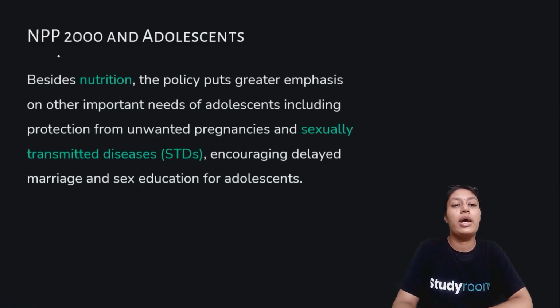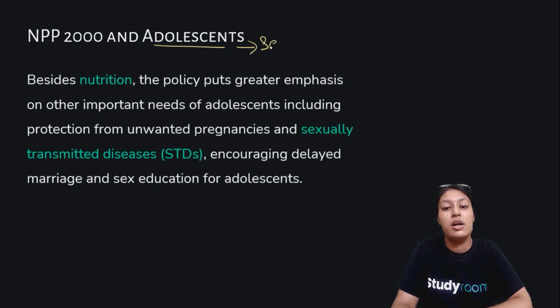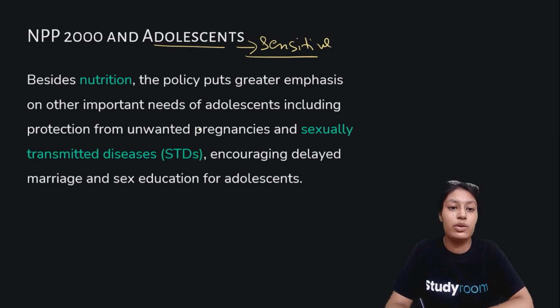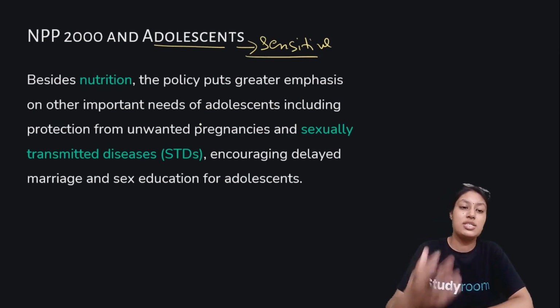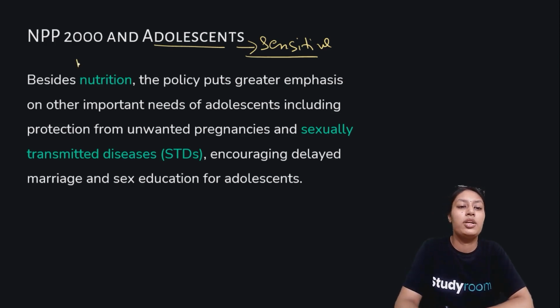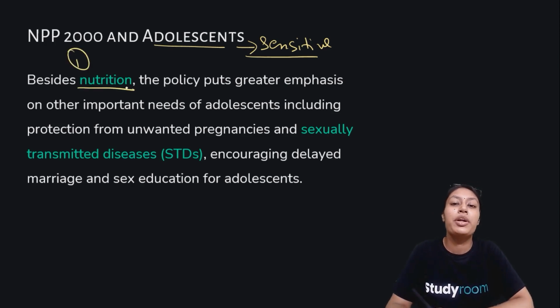Next, we'll study about NPP 2000 and adolescents. Now, as we have discussed, adolescents are sensitive, right? This is a very sensitive age for any government to deal with. So, under National Population Policy 2000, a part on adolescents has been added in it. Okay, one important thing is to provide proper nutrition to the adolescents.